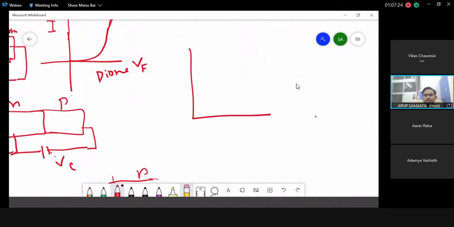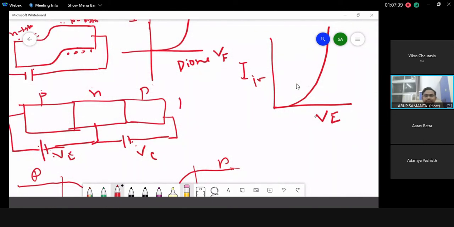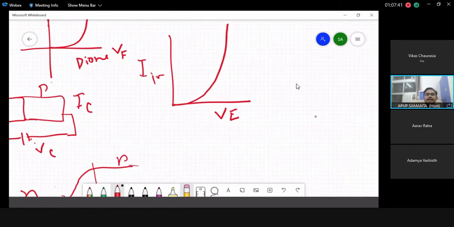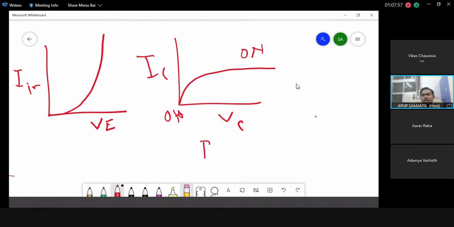The input characteristic, first one: if you vary V versus input current, it should be something like this, like a diode. Now if you want to measure the output current, if I say this is IC, then IC versus VC would vary something like this. So this is zero current, we call off, and this is high current, we call on state. This is the first device, a transistor.